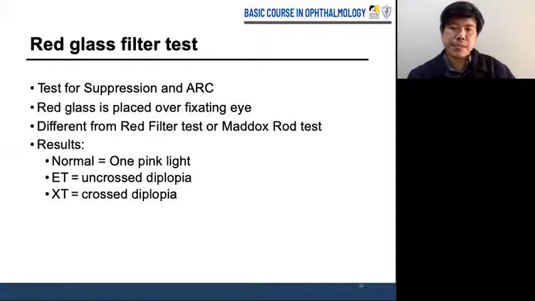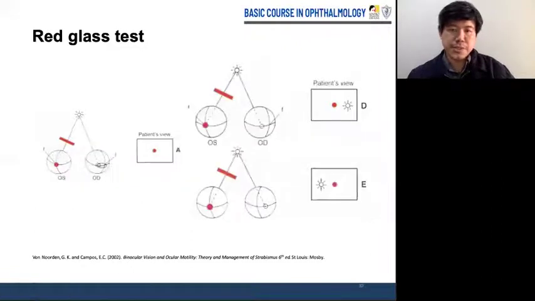Now the red glass is placed, by convention, in the non-deviating eye. In this example, it is in front of the left eye. Suppression is present if the patient can only see a red or a white light. For diplopia, the patient sees two lights.